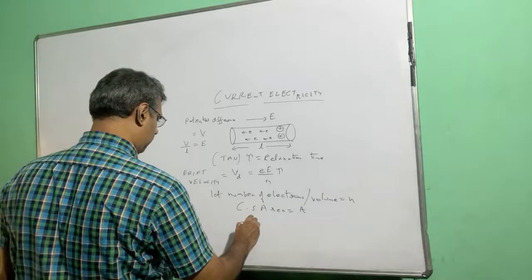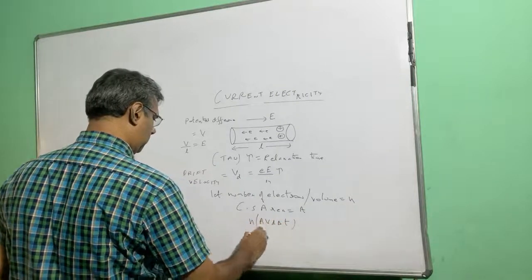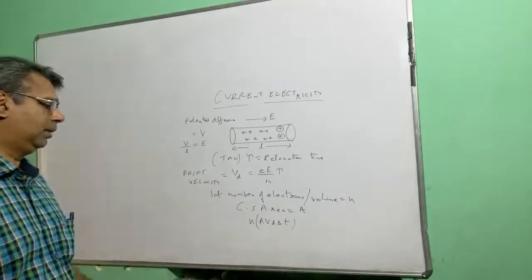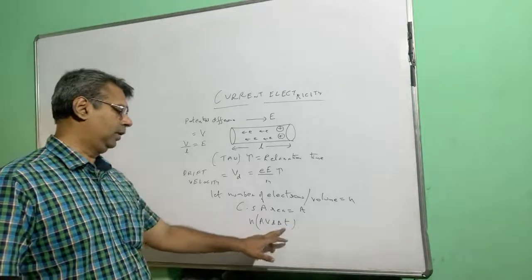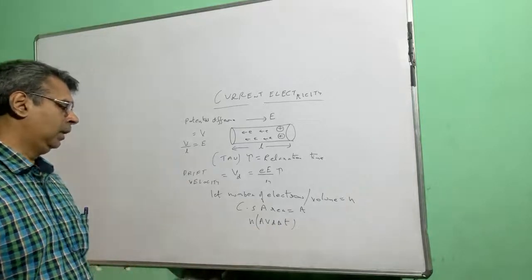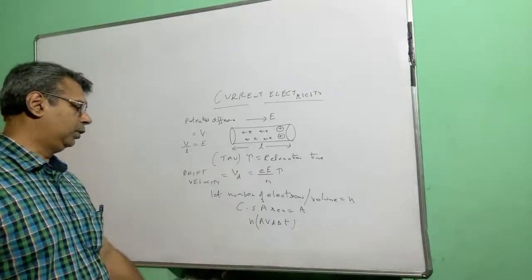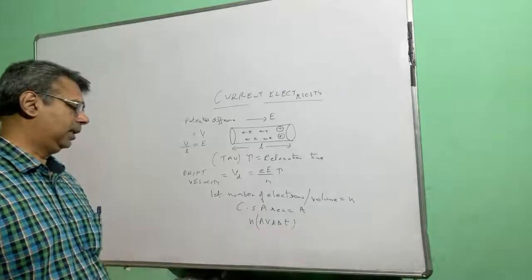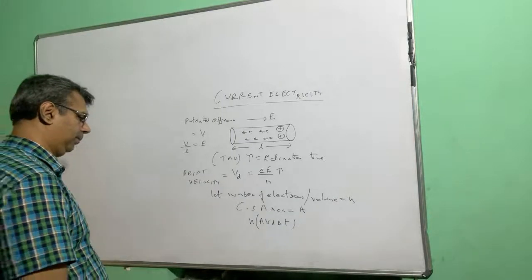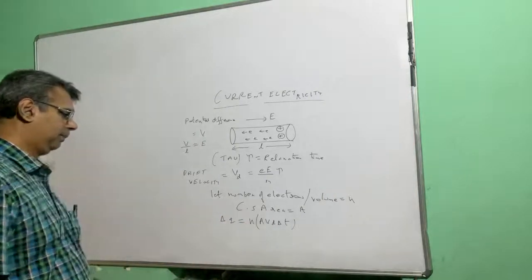So if you multiply A into drift velocity into time interval, like suppose I am considering a time interval of motion, then this will give you the volume covered by the electrons in time delta t. So volume into number of electrons per unit volume, this is equal to the charge.